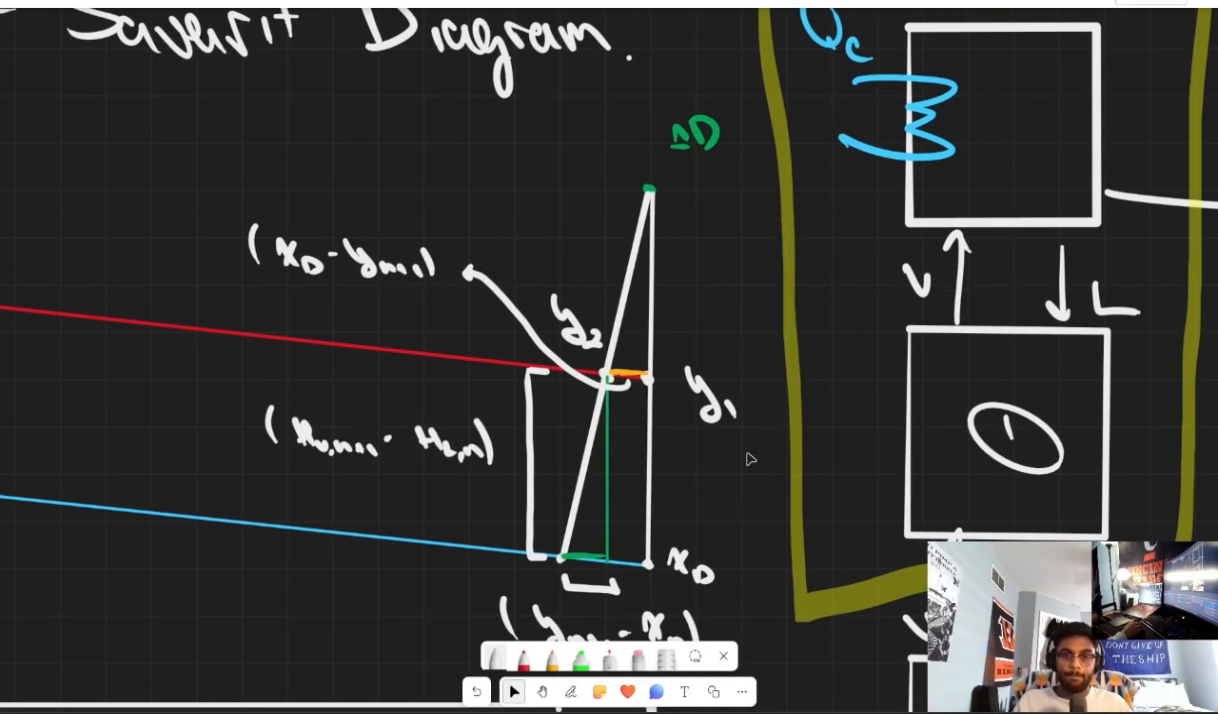Right? Now, we will also examine the difference between this delta D point. So this is going to be delta D minus that vapor enthalpy from the stage below.